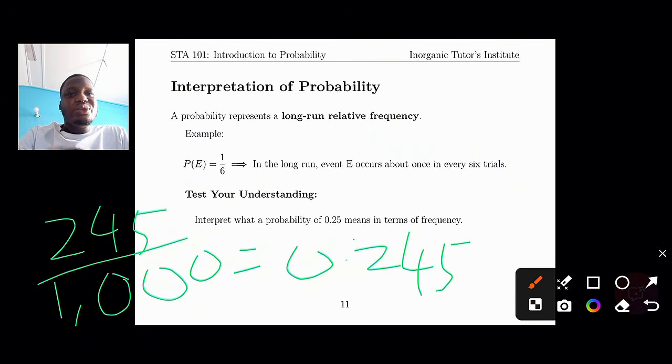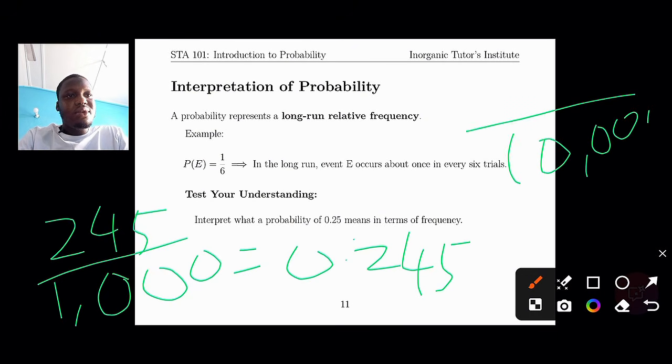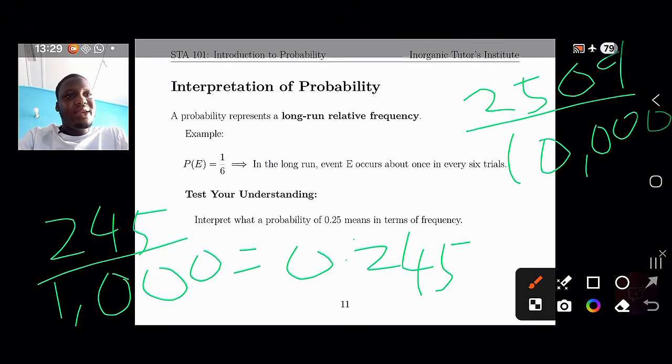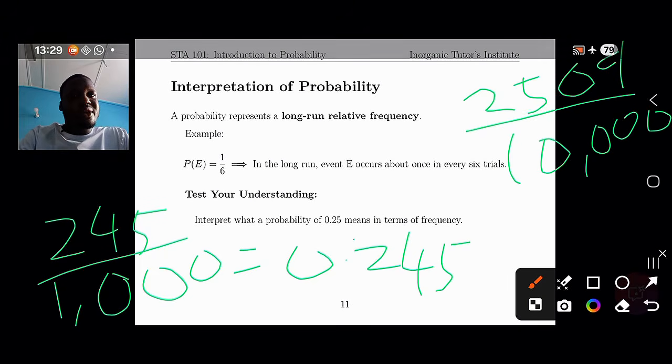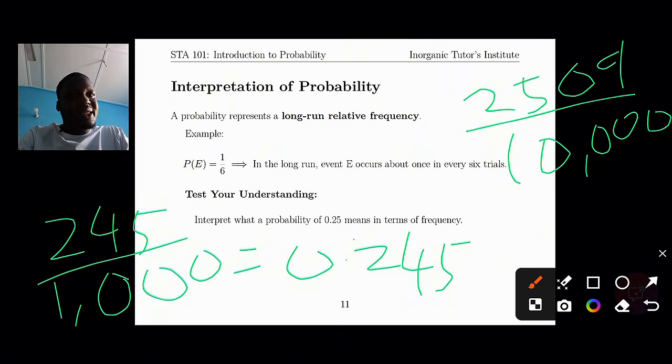Now we continue to pick, and now we randomly pick 10,000, and realize that after picking 10,000, we are getting 2,509 red balls. In that case, this probability is also 0.2509.